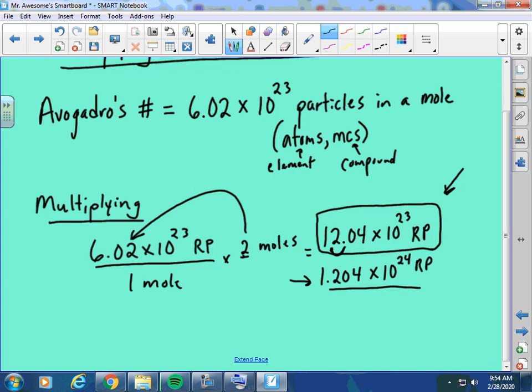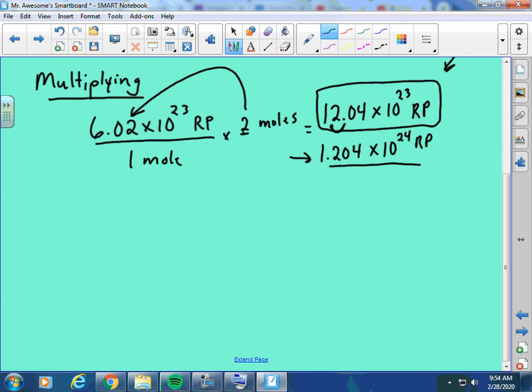So let's try another one. Get used to it, because we're going to put RP for now, but we'll have to focus on using atoms and molecules later. Which one are we talking about? So this time I'm going to say, what if we had, instead of 1 mole, 4.7 moles. Okay? We have 4.7 moles. How many RPs are in that? So what would you do now?